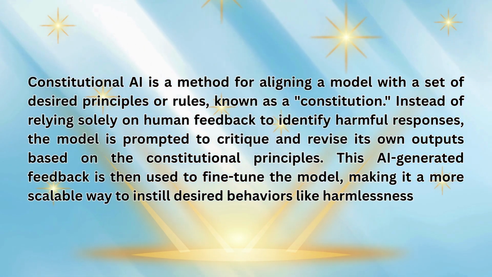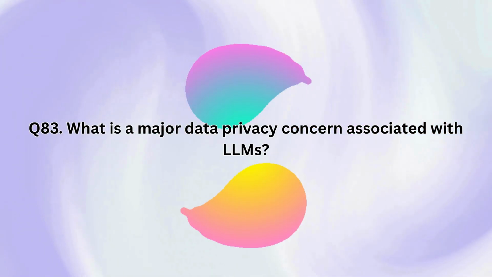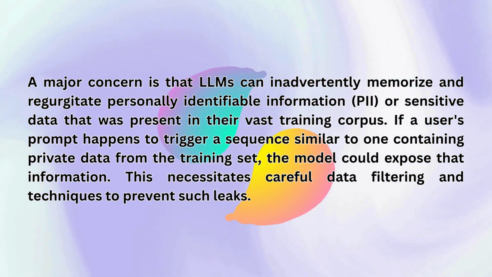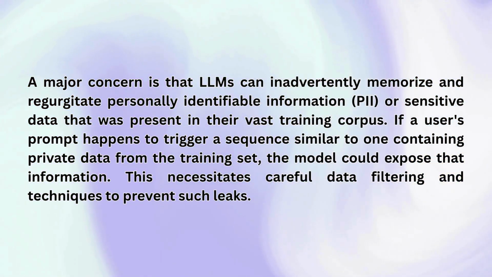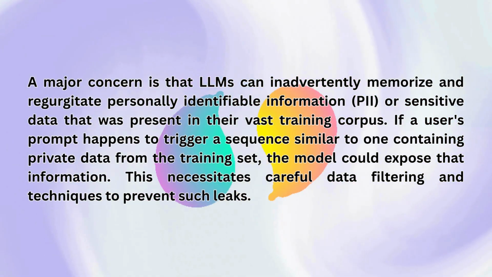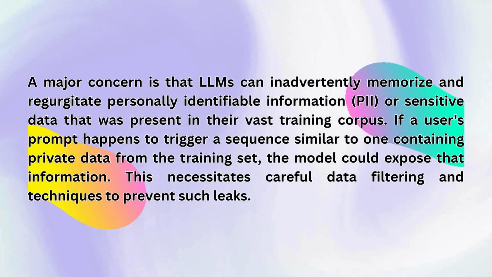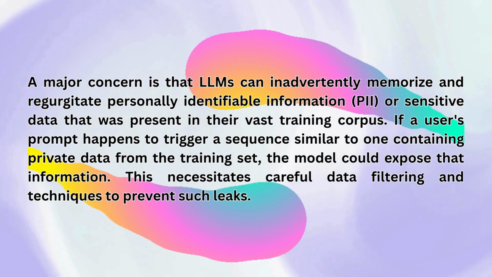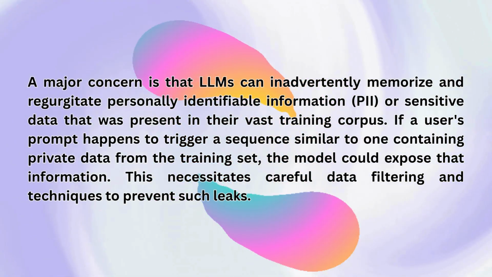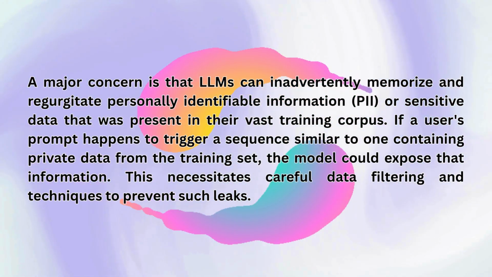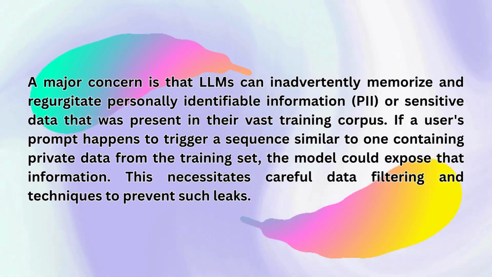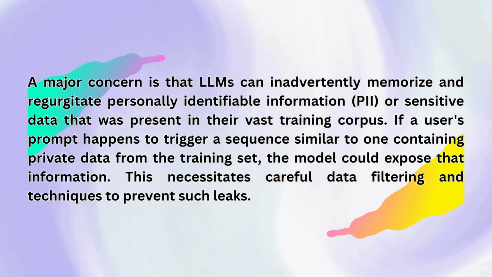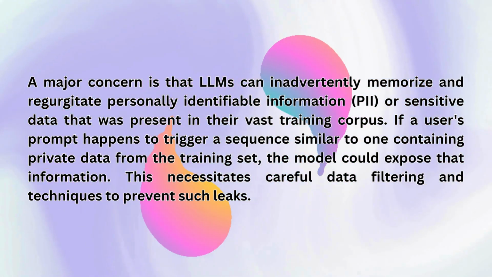What is a major data privacy concern associated with LLMs? A major concern is that LLMs can inadvertently memorize and regurgitate personally identifiable information, PII, or sensitive data that was present in their vast training corpus. If a user's prompt happens to trigger a sequence similar to one containing private data from the training set, the model could expose that information. This necessitates careful data filtering and techniques to prevent such leaks.